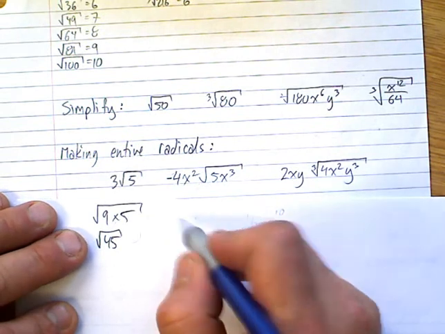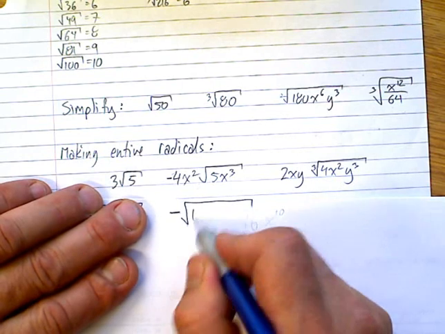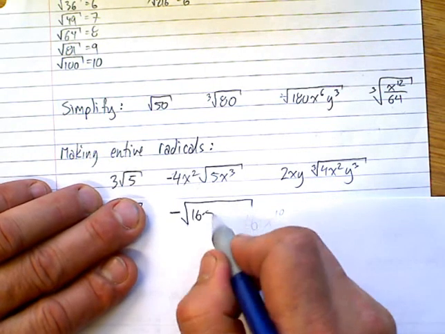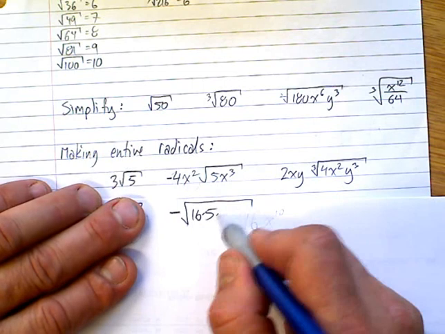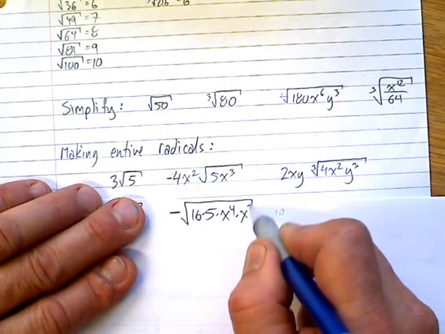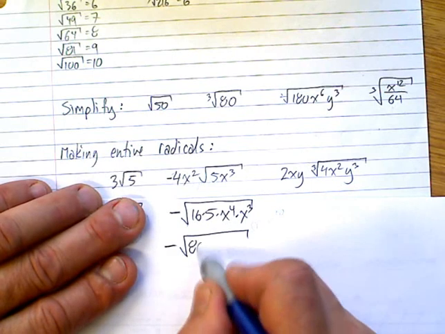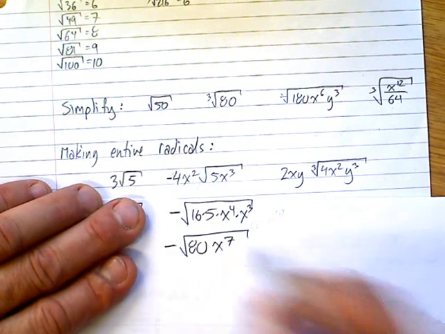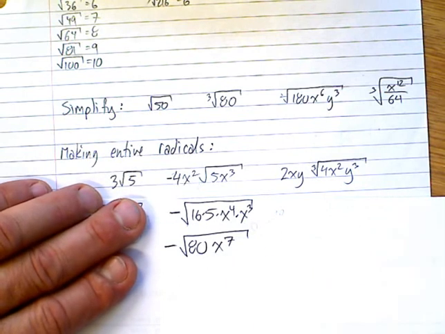If I want to put the 4 back in, it becomes 16. Let's multiply it by the 5. If I want to put the x squared in, I got to square it, so it's x to the power of 4, and I got an x cubed in there. Now let's combine it. Negative 16 times 5 is 80. That becomes x to the 7th. You've brought everything in by doing the opposite, right? If you want to put it in a square root, you square it. You want to put it in a cube root, you cube it. You want to put it in a fourth root, you fourth it, right?